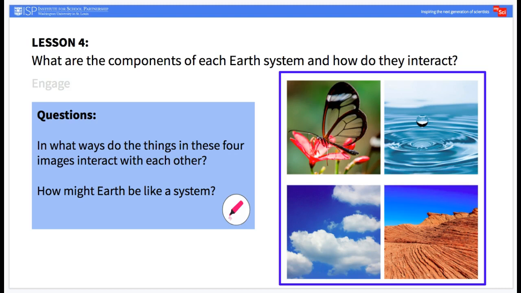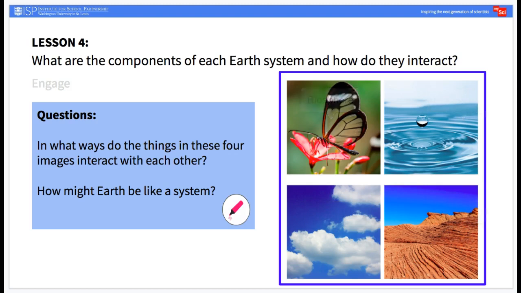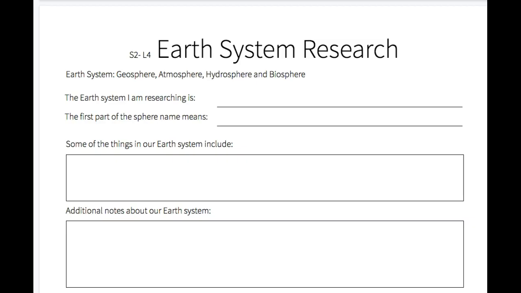In the Engage portion of this lesson, students will observe images of Earth's four spheres, the atmosphere, hydrosphere, geosphere, and biosphere. They will discuss in what ways these four spheres interact to create a system. In the Explore portion of this lesson, students will be assigned one of the four spheres to research using text and video resources.